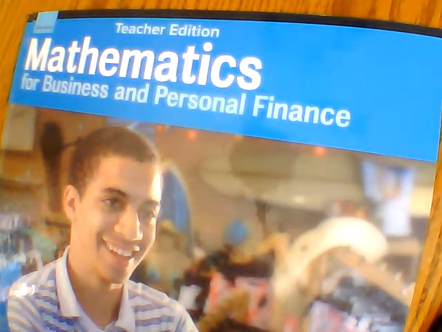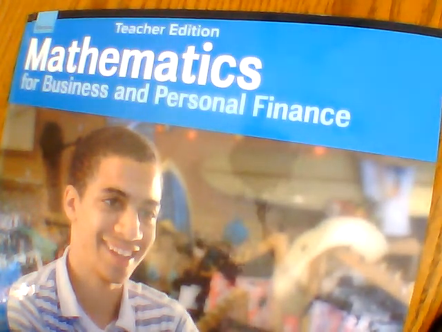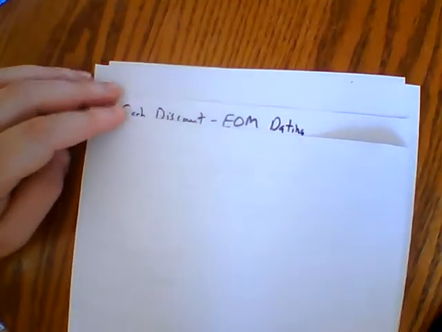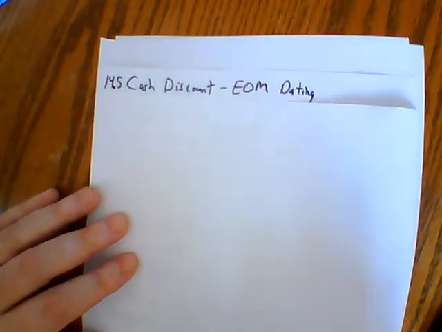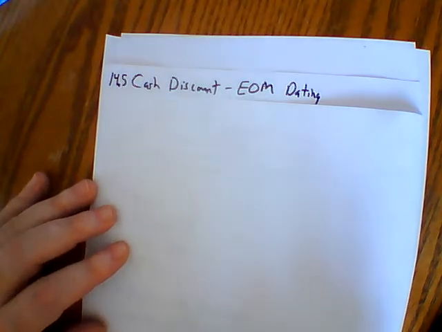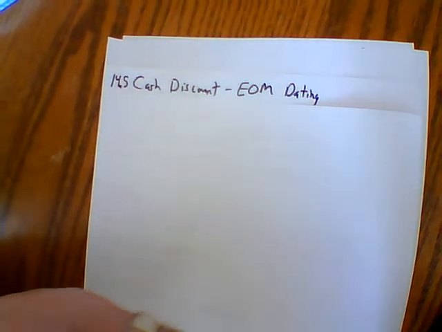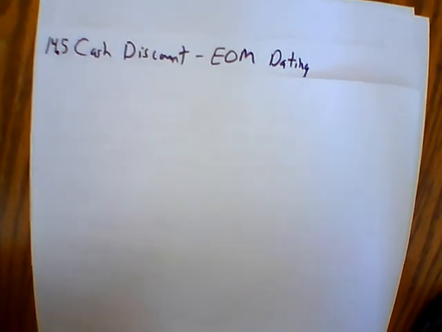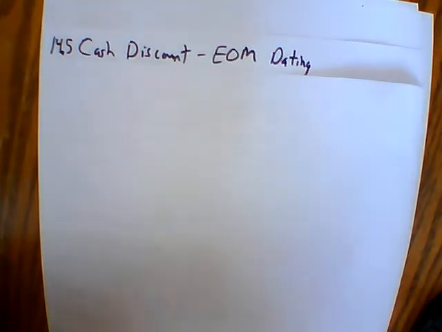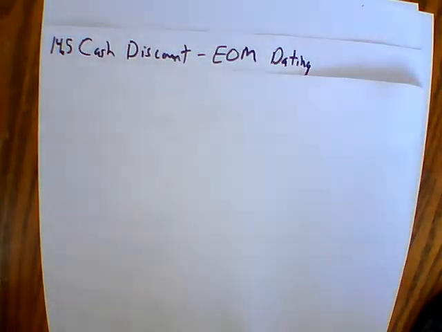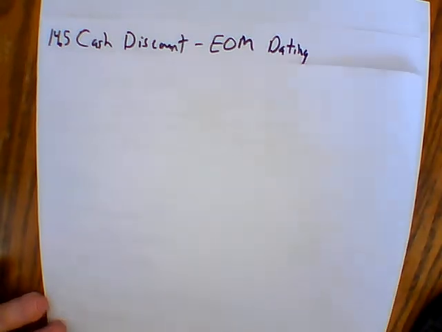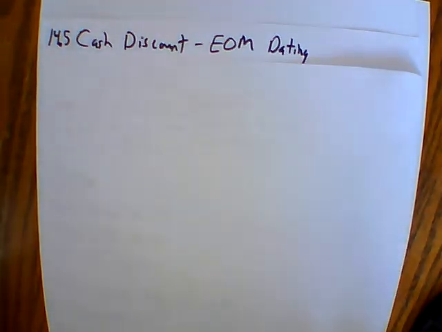Consumer mathematics, looking at section 14.5. So if we go to section 14.5 in our books, we're looking at cash discount, and then they talk about EOM dating. EOM dating refers to end of month dating. Here we're talking about cash discount basically at the end of the month.